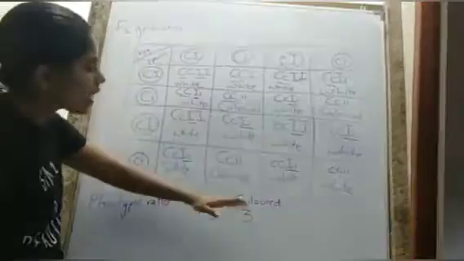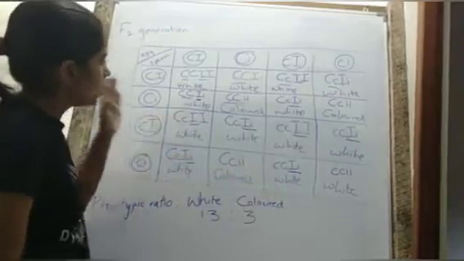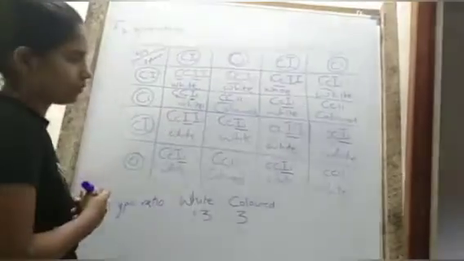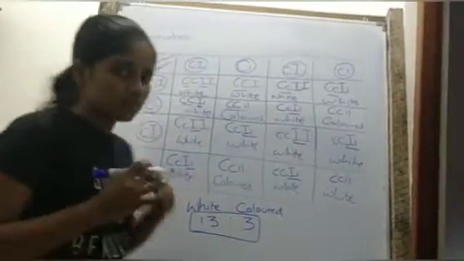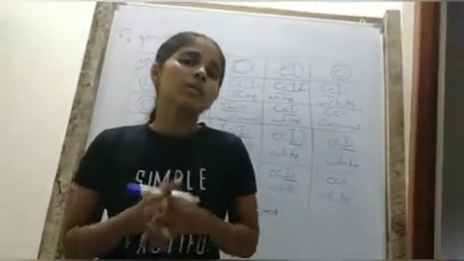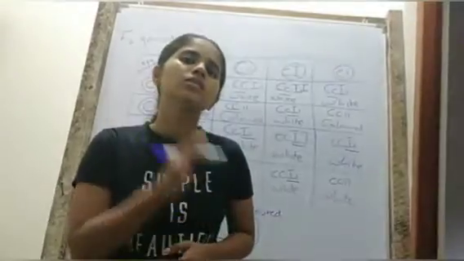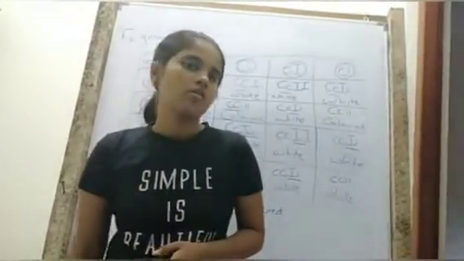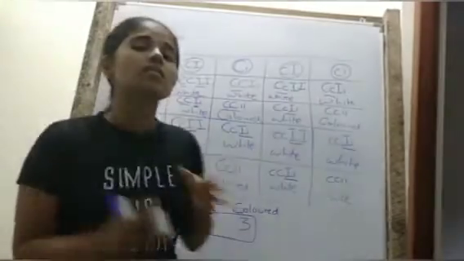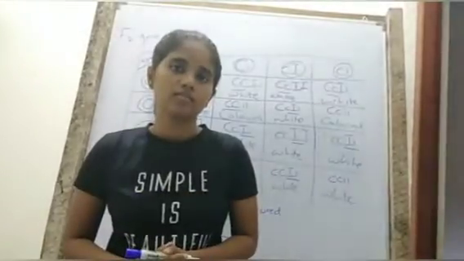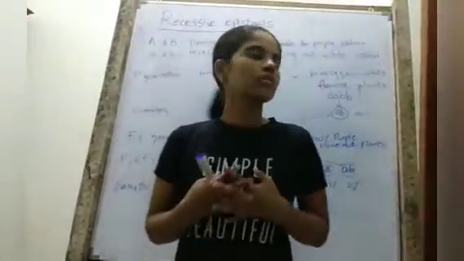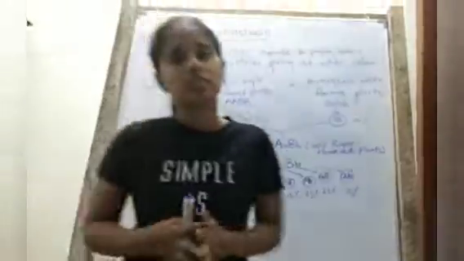So now we can write out the phenotypic ratio white to colored. There would be 13 white colored plumages and 3 colored plumages according to this. So this ratio is different from Mendel's dihybrid cross ratio, which is 9 to 3 to 3 to 1. So this is considered as a non-Mendelian inheritance pattern. So now we are moving on to recessive epistasis.